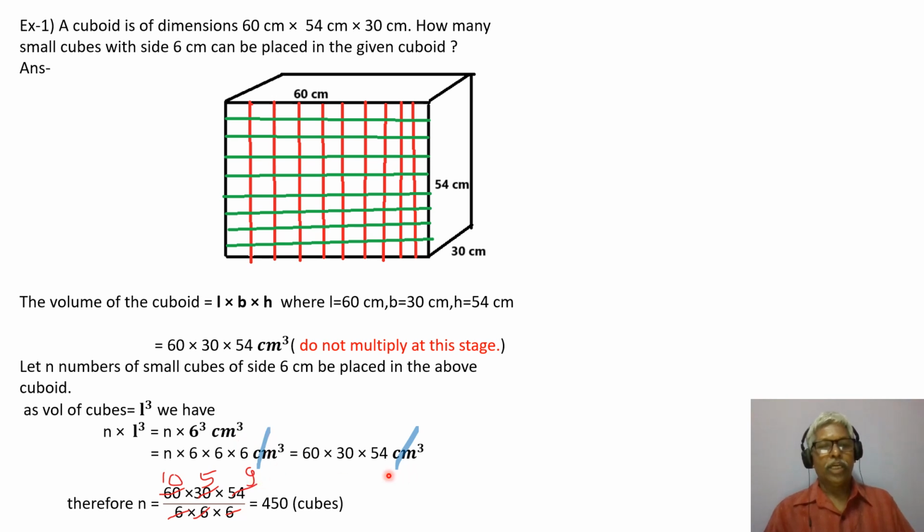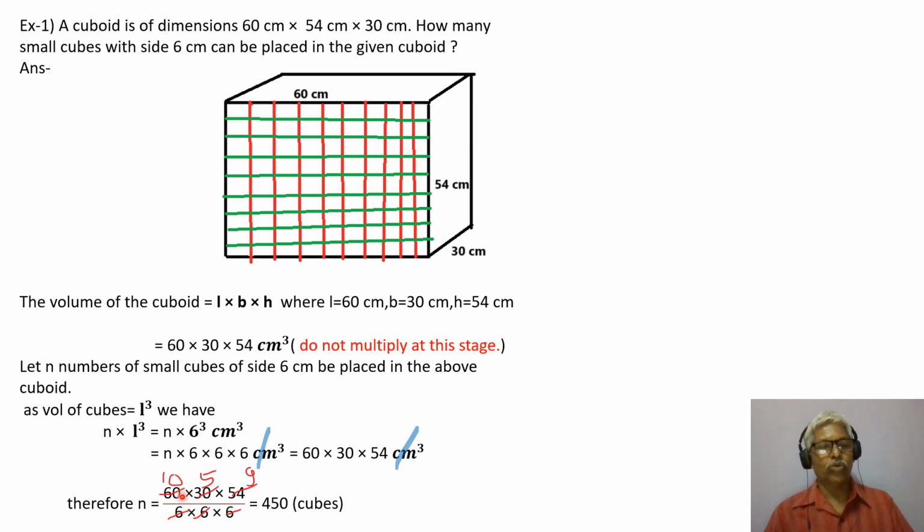It may so happen that we may have different units and may need some calculation, or as we call it, a factor. You will come to it whenever the problem comes. So in this case, n is equal to all this divided by 6 into 6 into 6. Therefore n is equal to 60 into 30 into 54 divided by 6 into 6 into 6.